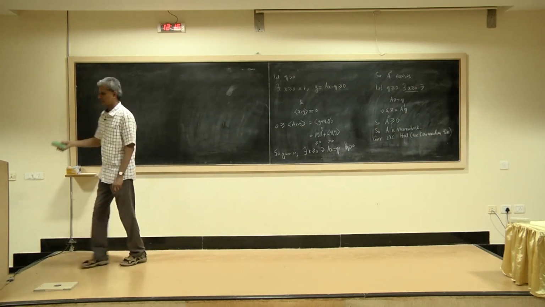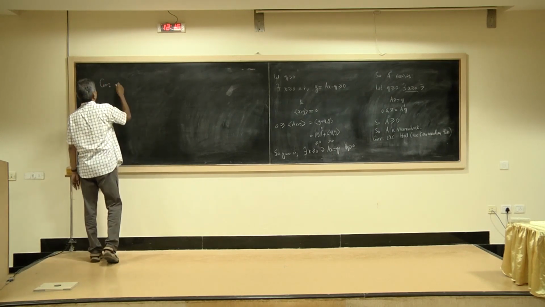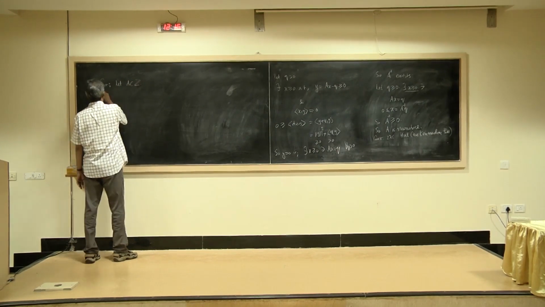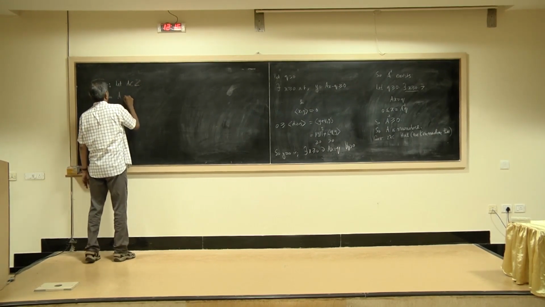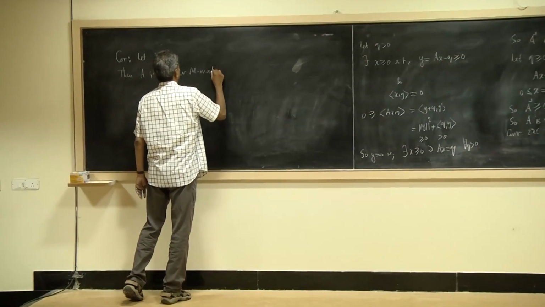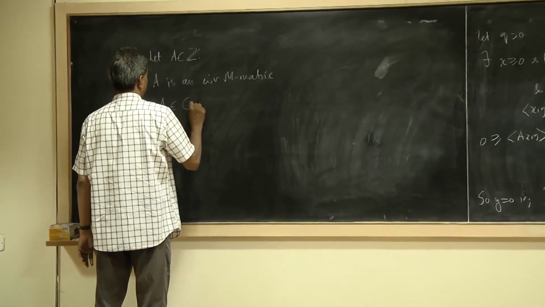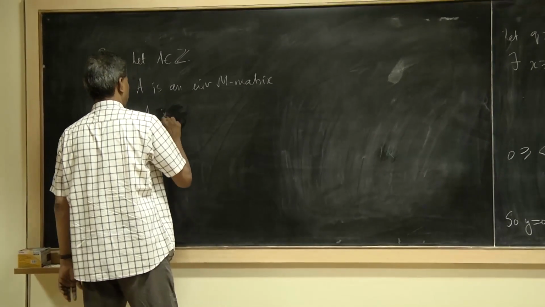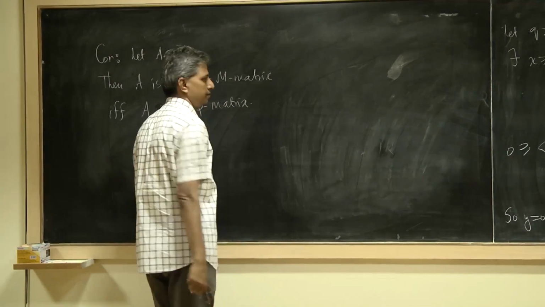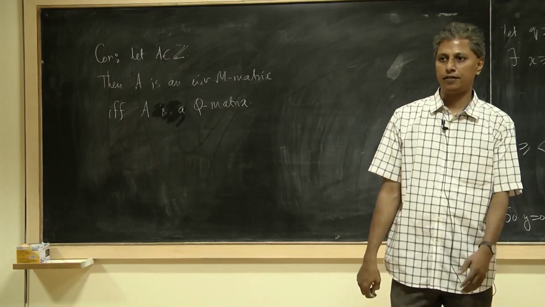Together with this result, then we have the following corollary. It's just putting things together. Let A be a Z matrix, then A is an invertible M matrix if and only if A is a Q matrix. I have established this through the monotonicity criterion.